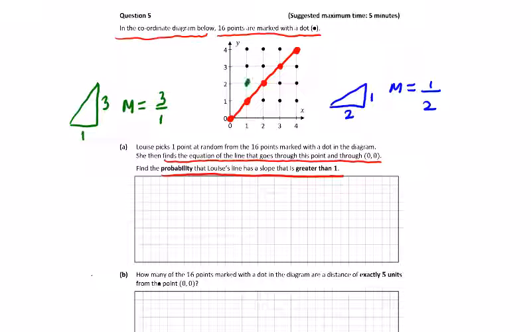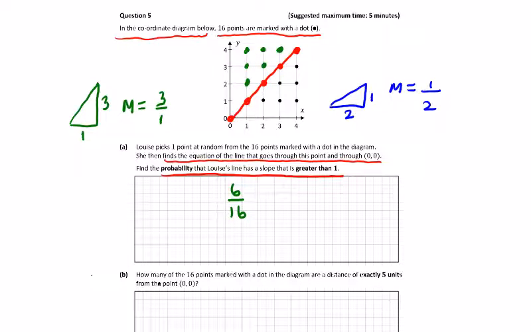So how many points do we have left? 1, 2, 3, 4, 5, 6 above the line, and there were 16 altogether. Greater than 1, 6 over 16. Probability, we don't have to simplify our fractions, but you could see that this will be 3 over 8.